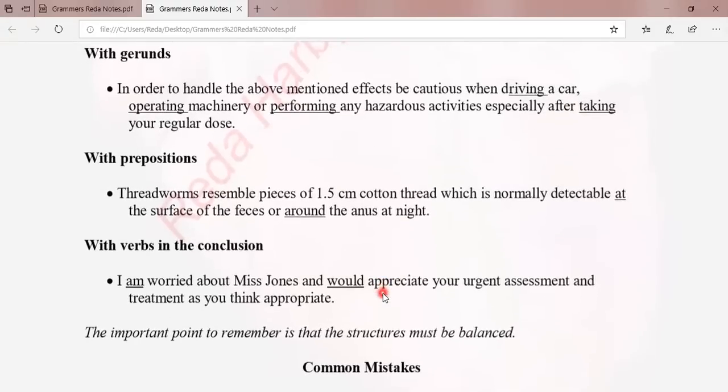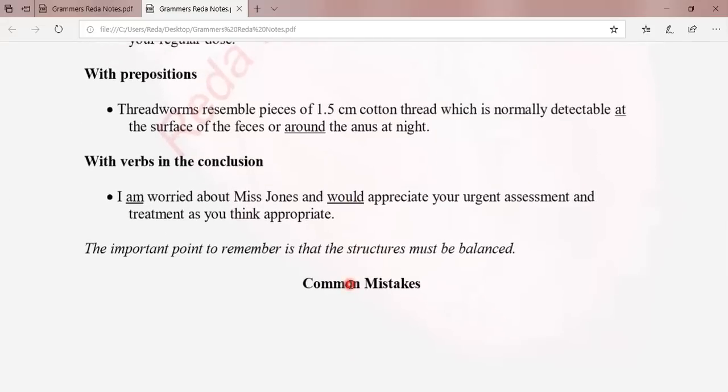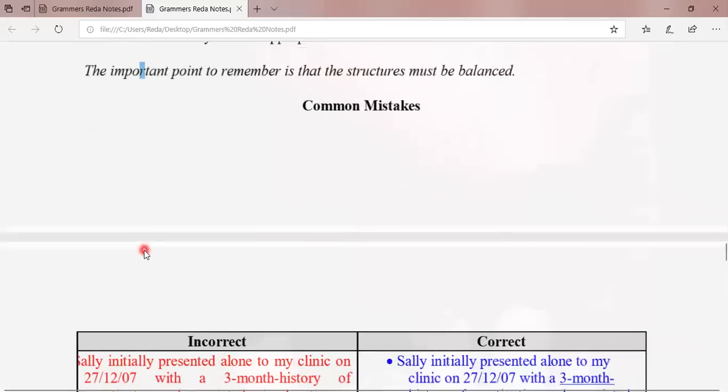I'm worried about Miss Jones and would appreciate your urgent assessment. I'm worried about Miss Jones, and don't say I, because I is common. I here represents this sentence and here represents that sentence. So the important point is to remember that the structures must be balanced, and this is mistakes.